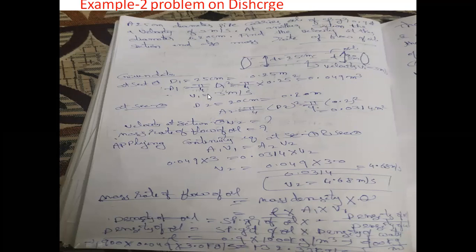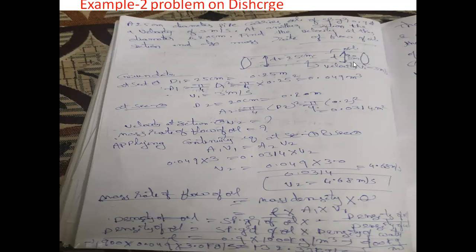Meter cube. V1 equals the velocity at section 1, V1 equal to 3 meter per second. Section 2 diameter is 20 centimeters, converted into meters by dividing by 1000, which gives 0.2 meters.